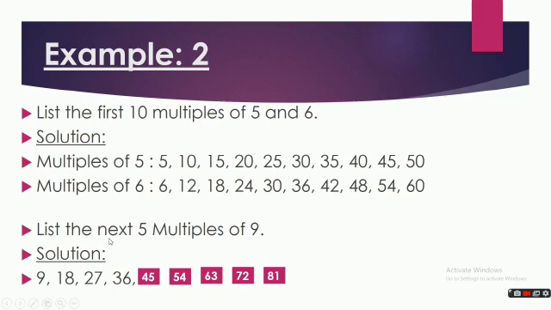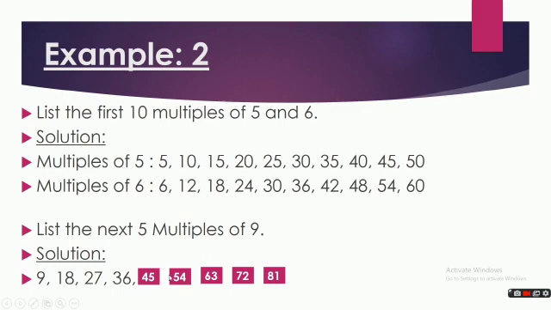Now list the next 5 multiples of 9. Means 1, 2, 3, 4, 4 multiples are written over here. We have to find out the next 5 multiples of 9 after 36. So what comes after 36 in 9's table?